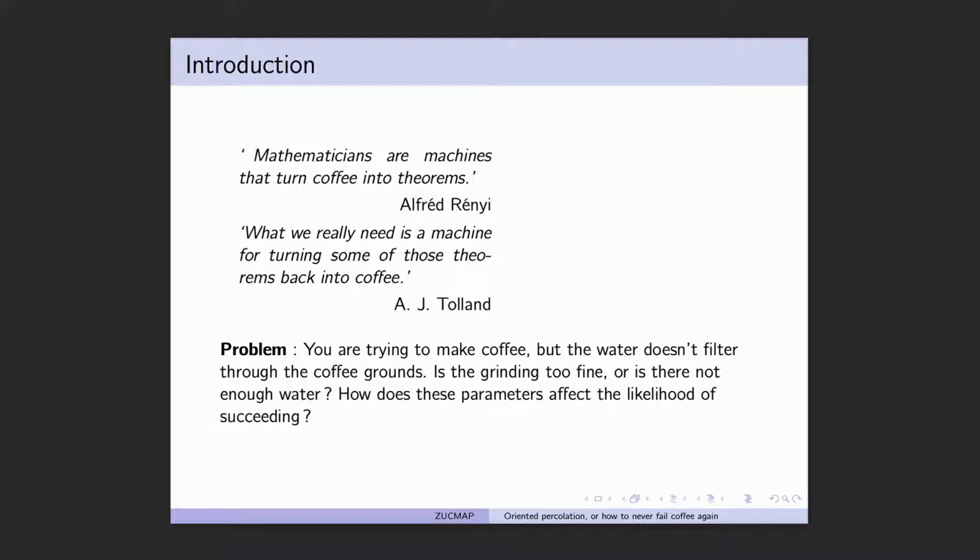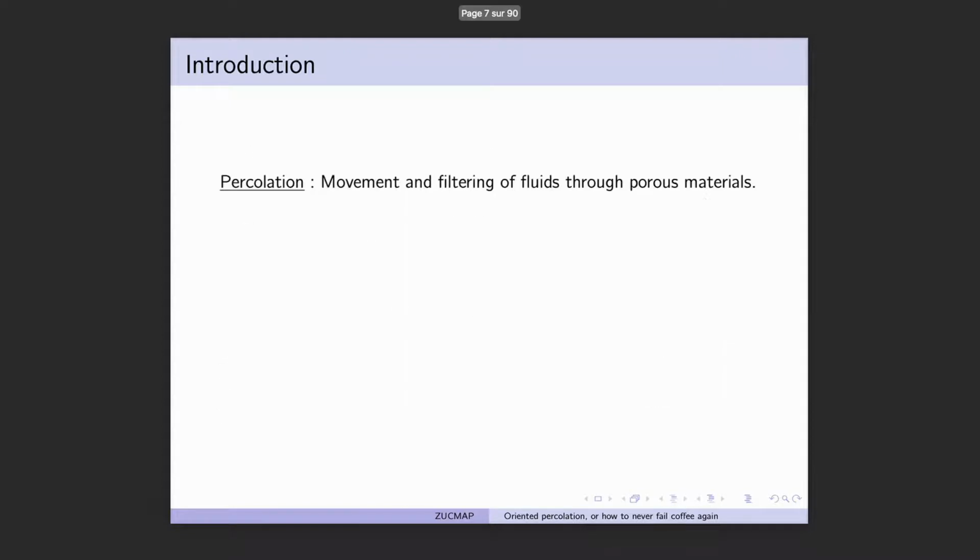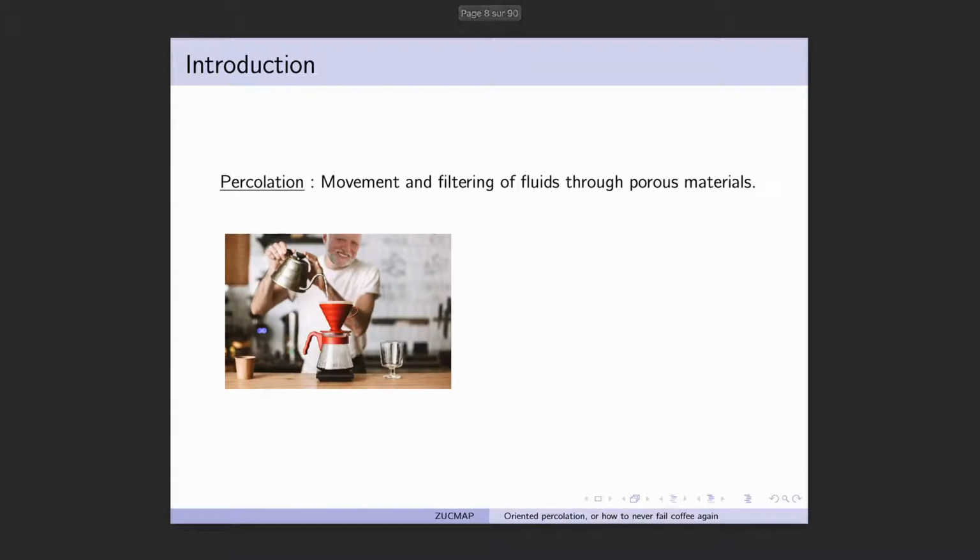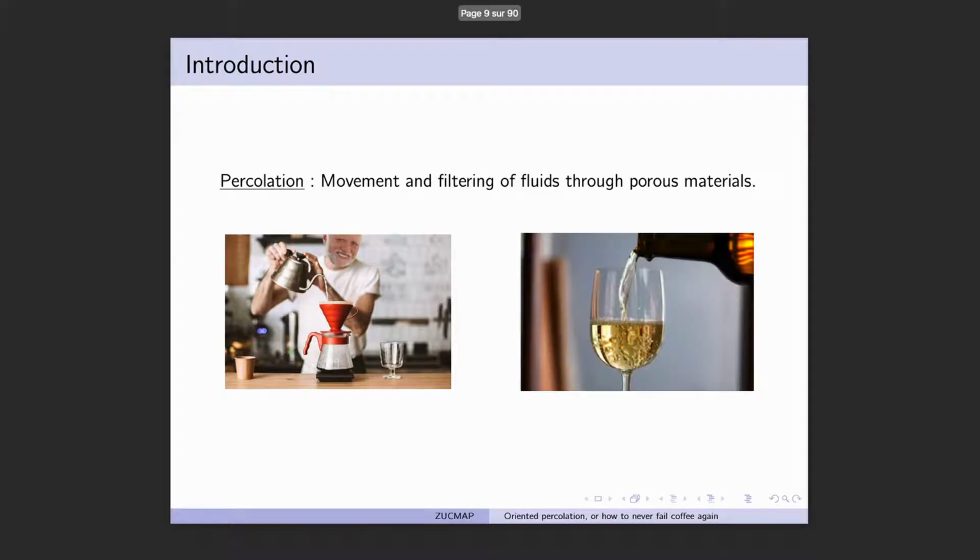And the answer to this problem is within the more general theory of what we call percolation, which is kind of an attempt at describing how fluids are able to penetrate through some porous materials. So some examples could be, well, for instance, you making coffee. But we could also think about maybe, for instance, when you are enjoying some Italian wine.